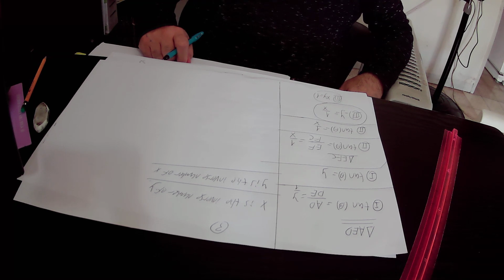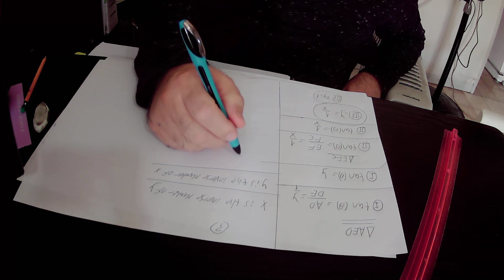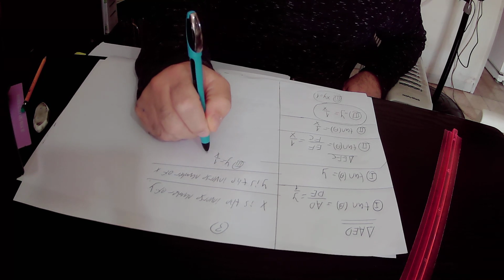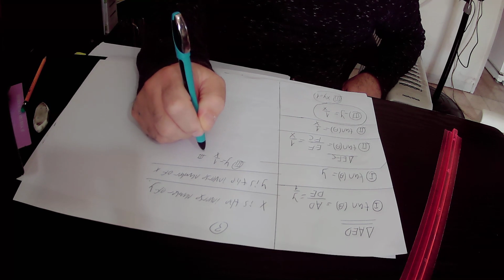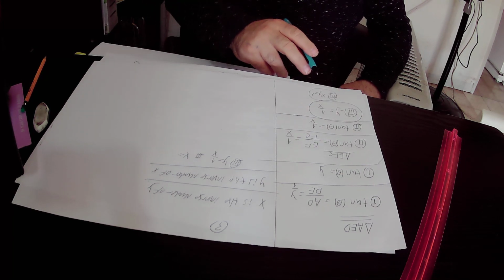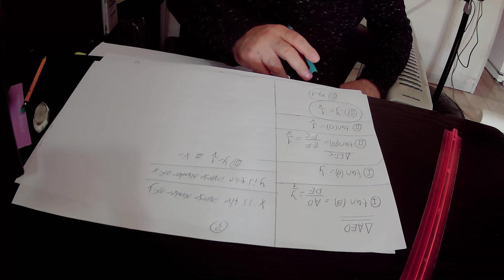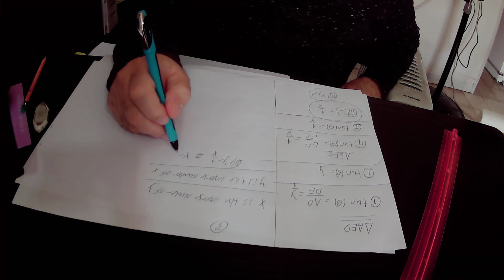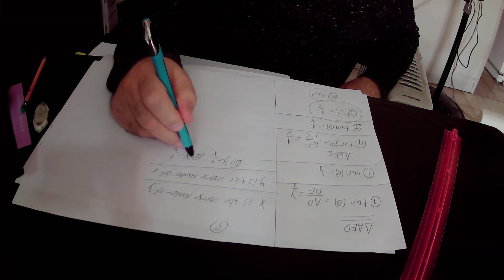Because either you can present equation number 3 that y equals 1 over x, but you can also present equation number 3 that is x equals 1 over y, because if you divide this equation by x, you will get that y equals 1 over x, and if you divide it by y, you will get that x equals 1 over y. Okay?